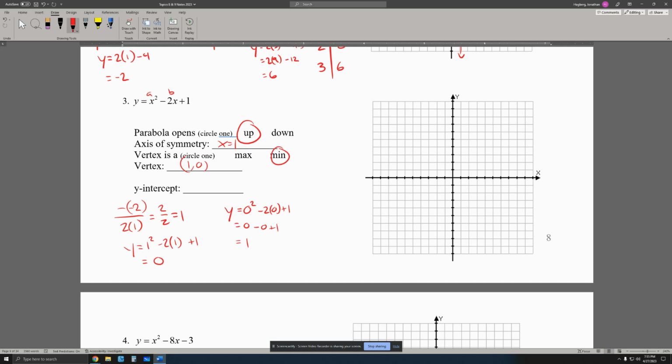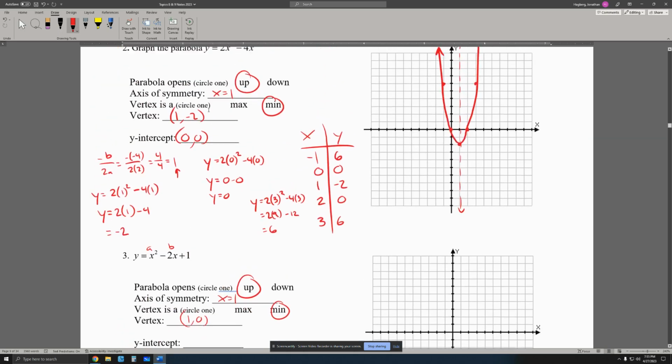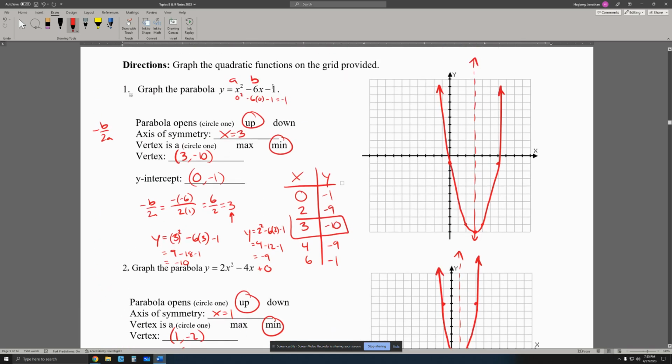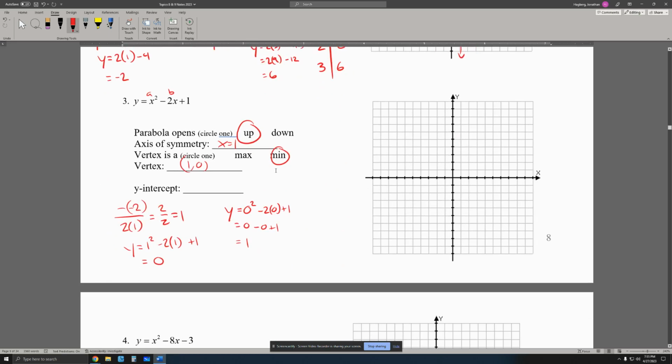Before we move on, I just want to point out a pattern that I'm noticing with the y-intercept that you may have noticed as well. I noticed that anytime we plug in 0 for x when a quadratic is in standard form, the y-intercept is just simply that constant term. So in number 3, here it's 1. Number 2, it was 0. Number 1, it was negative 1. And so we can see that in standard form quadratics, the y-intercept is just that constant term.